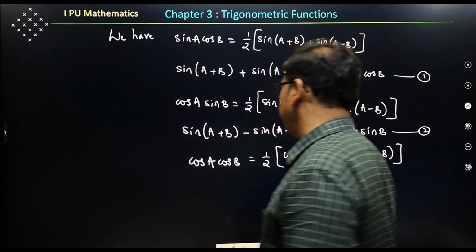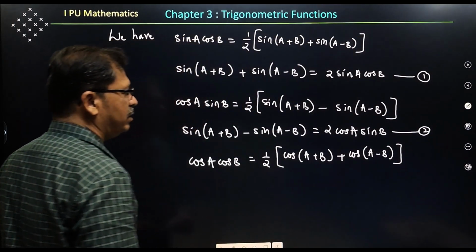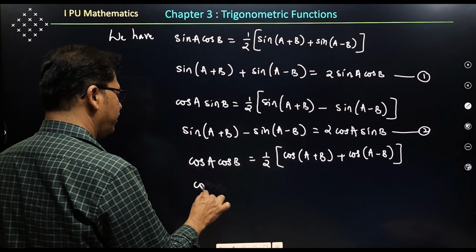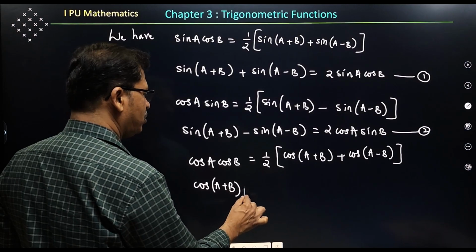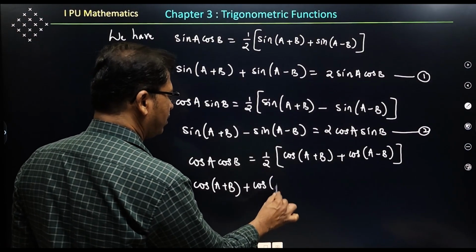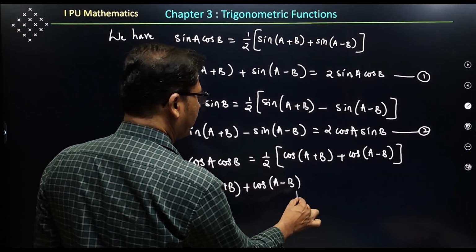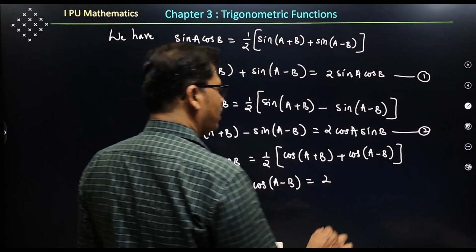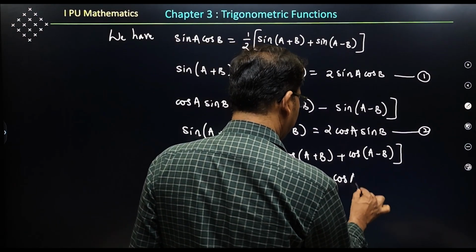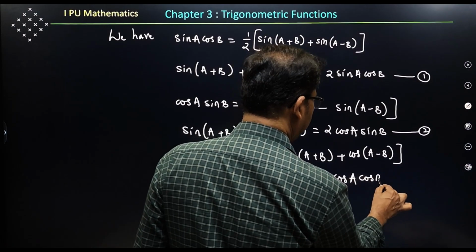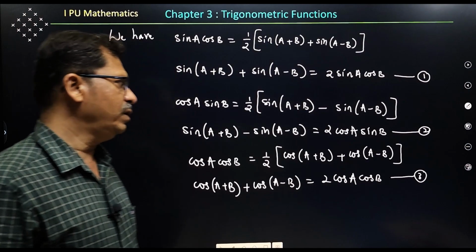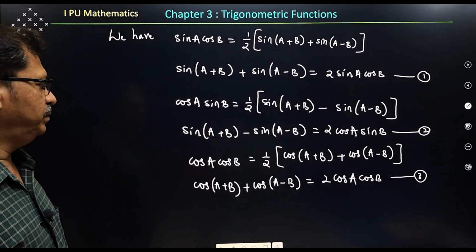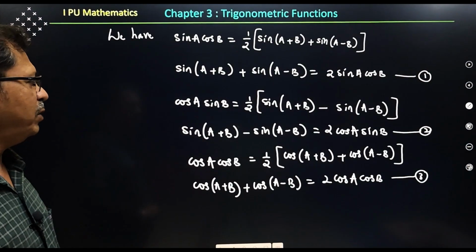And using this, you can write cos of A plus B plus cos of A minus B. This is equal to, you can write it as 2 times cos A into cos B. Let us take this as equation number 3. Next to this, fourth result I would like to obtain.